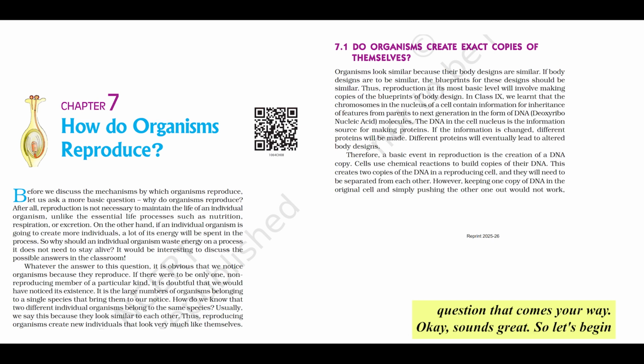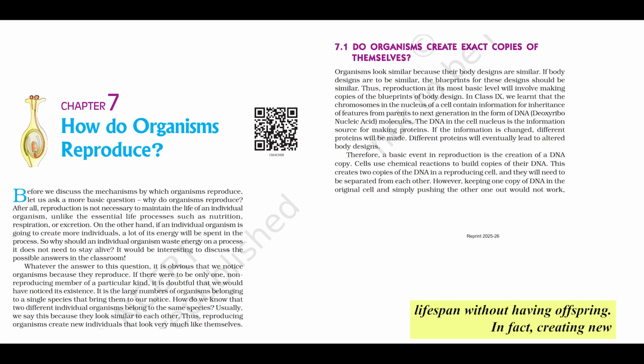Okay, sounds great. So let's begin with maybe a thought-provoking question, one that perhaps many of us just take for granted. Why do organisms reproduce at all? Think about it carefully. Reproduction, unlike essential life processes like nutrition, respiration, or excretion, isn't vital for an individual organism's survival. A single plant can complete its entire life cycle without producing seeds, right? And an animal can live its full lifespan without having offspring.